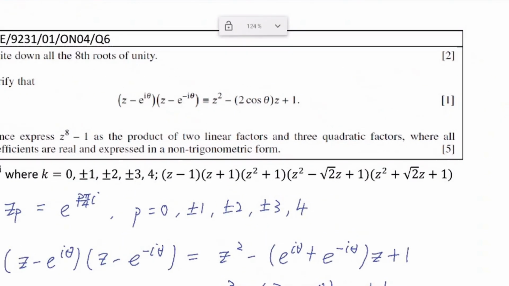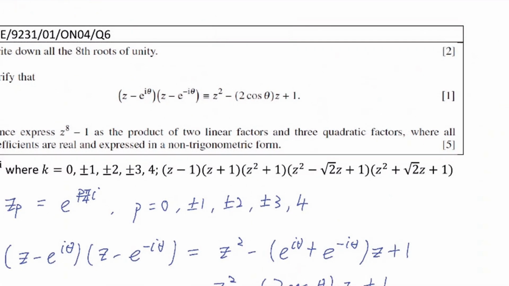So this is the next one here. Write down all the 8 roots of unity. Okay, so for this first part of the question, when we write down the 8 roots of unity, of course, the argument is 2pπ over n. So the roots here have the argument 2pπ over n, and 2pπ over n here gives us pπ over 4.